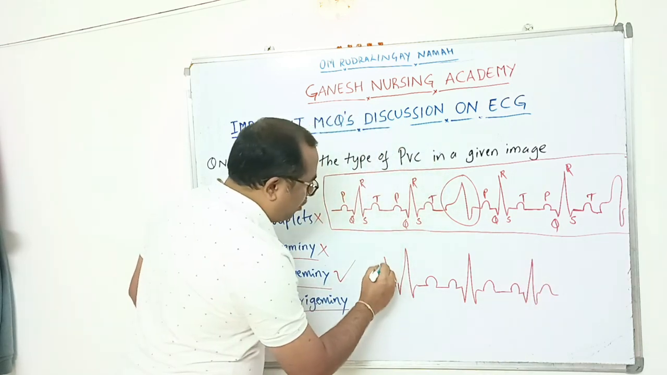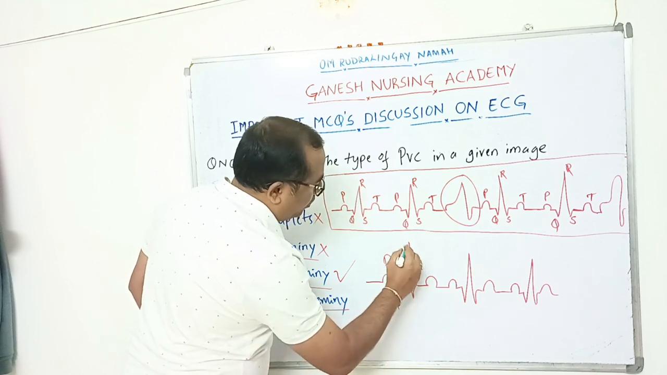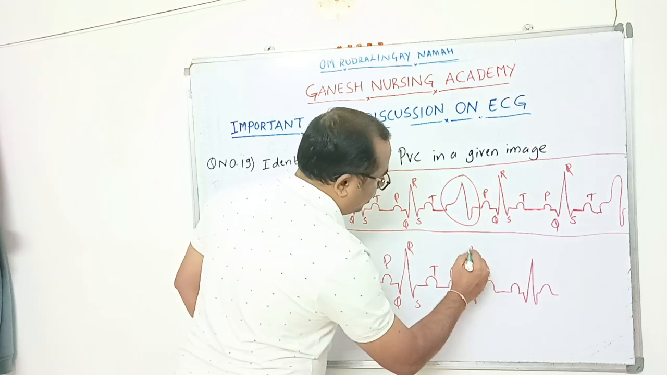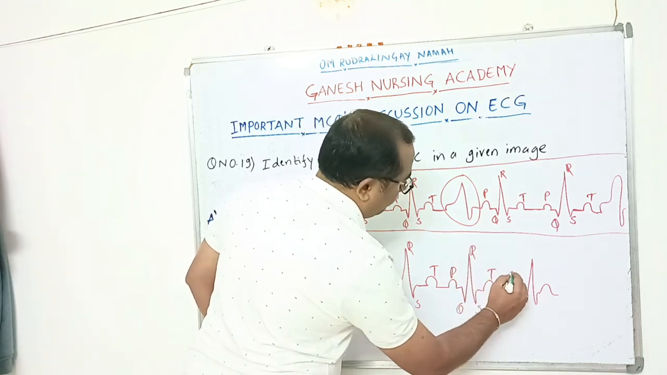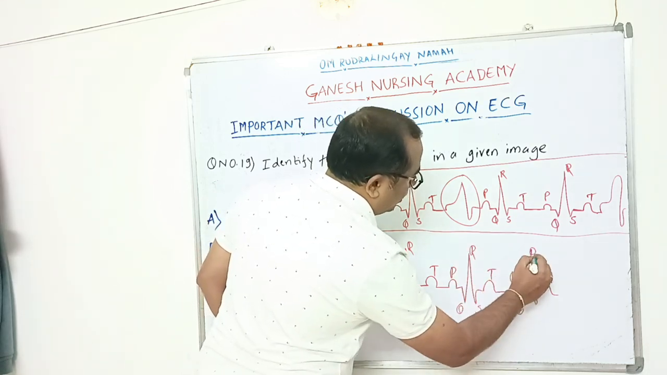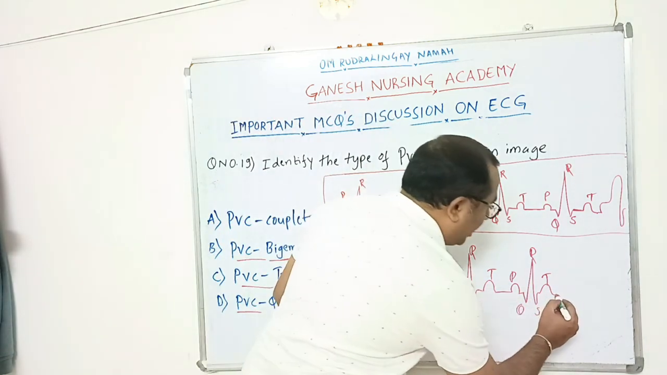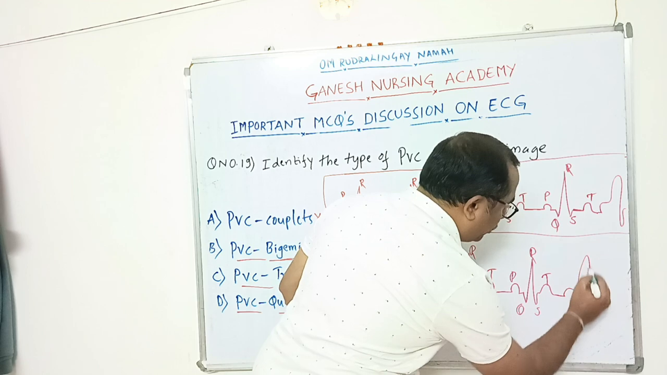So there will be three normal rhythm. Okay, three beats are normal: P, Q, R, S, T. P, Q, R, S, T. P, Q, R, S, T. Okay. So after three normal rhythm, there will be an ectopic beat.